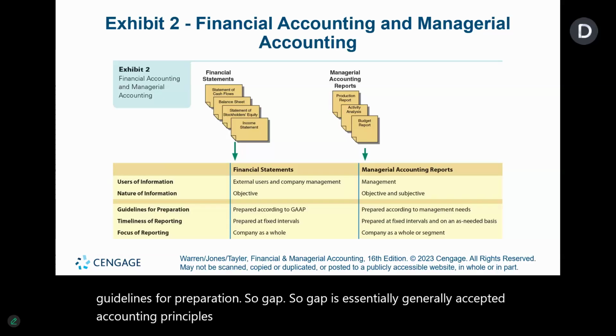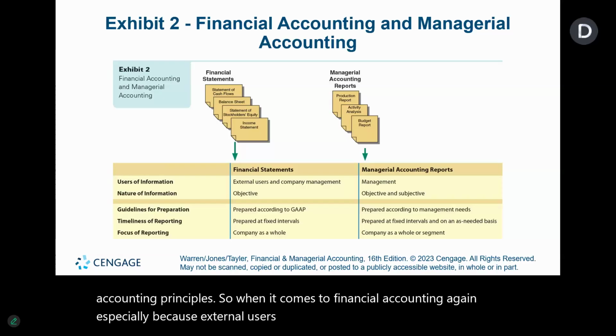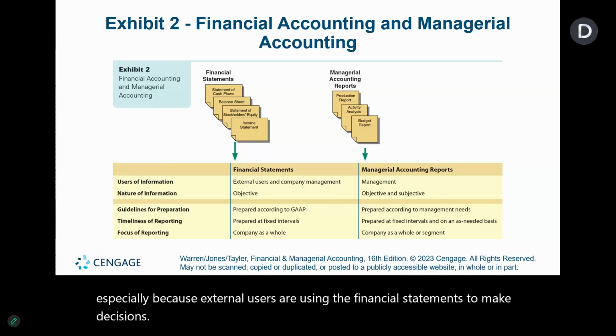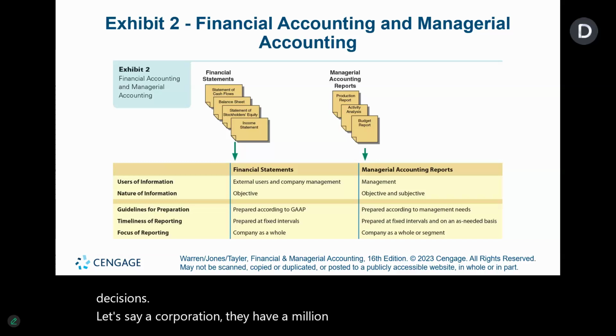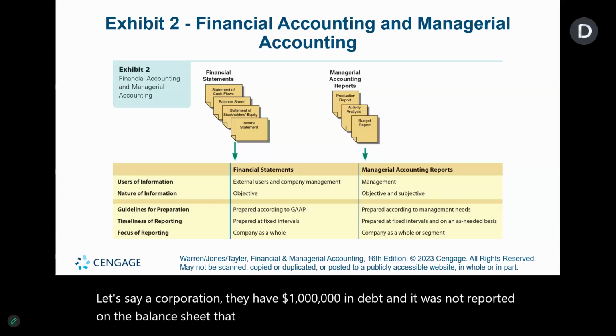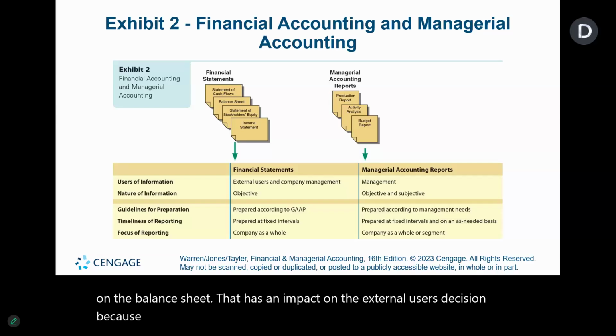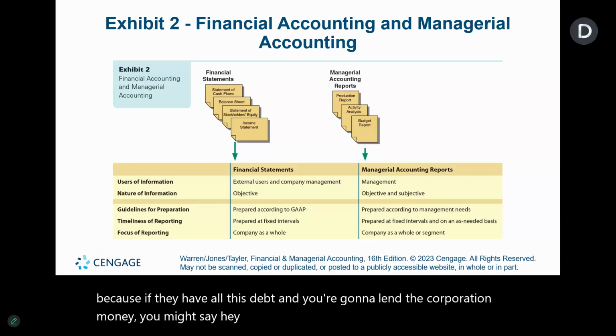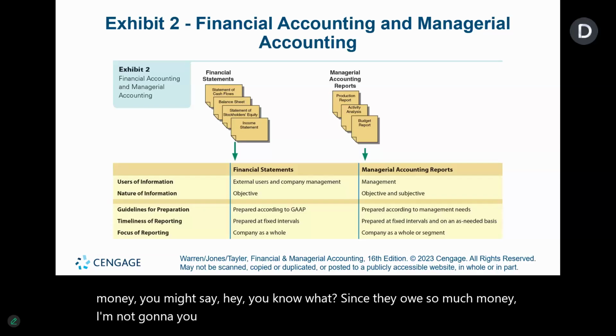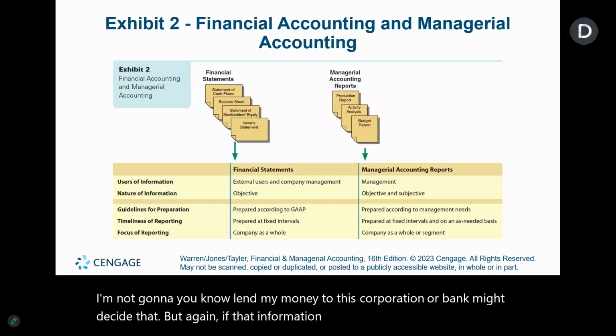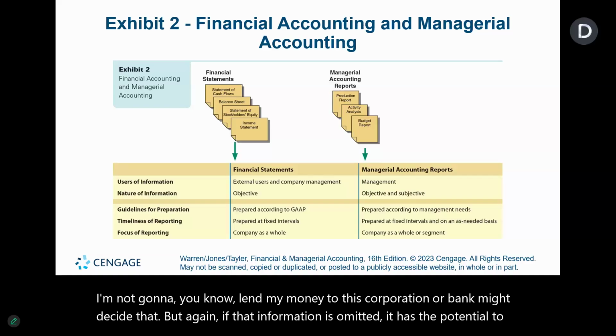When it comes to financial accounting, especially because external users are using the financial statements to make decisions, let's say a corporation has $1 million in debt and it was not reported on the balance sheet. That has an impact on the external user's decision, because if they have all this debt and you're going to lend the corporation money, you might say, hey, since they owe so much money, I'm not going to lend my money to this corporation, or a bank might decide that.